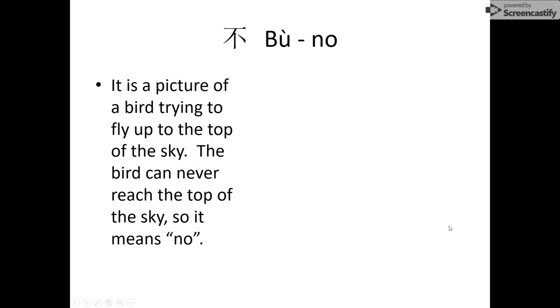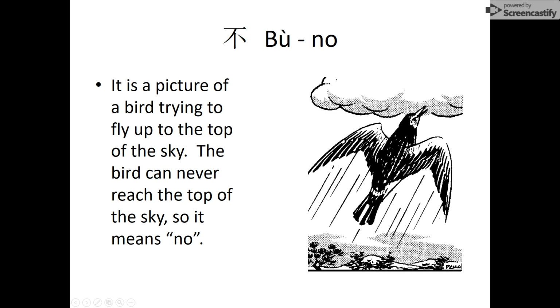And the last character you need to trace is bu, which means no. It's a picture of a bird trying to fly up to the top of the sky. So you can see the bird's wings and its trajectory and the line representing the top of the sky. Because a bird can never reach the top of the sky, it can never achieve escape velocity, so it means no.